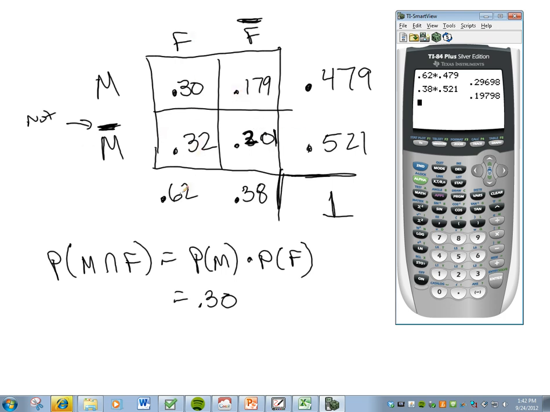Similarly, we could do another quick check. Is 0.62 times 0.521 the product of the probabilities? It gives us 0.32, and it does. So that must mean that we did things correctly either way. We could have multiplied, or we could have just done what we did here.